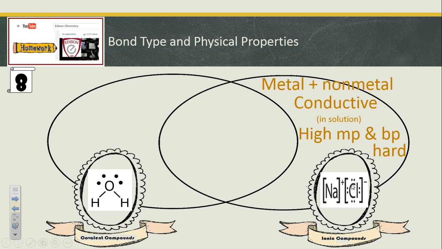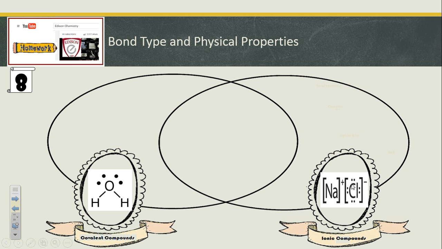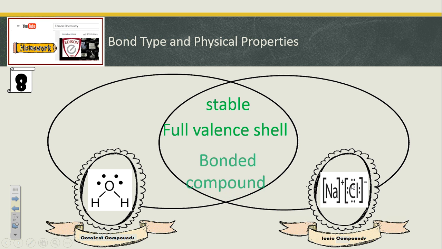Now, what do both of these have in common? Some of the simple basics. Ionics and covalents are both stable because they have full valence shells of octets of electrons, and they are all bonded compounds. So this is what they have in common.